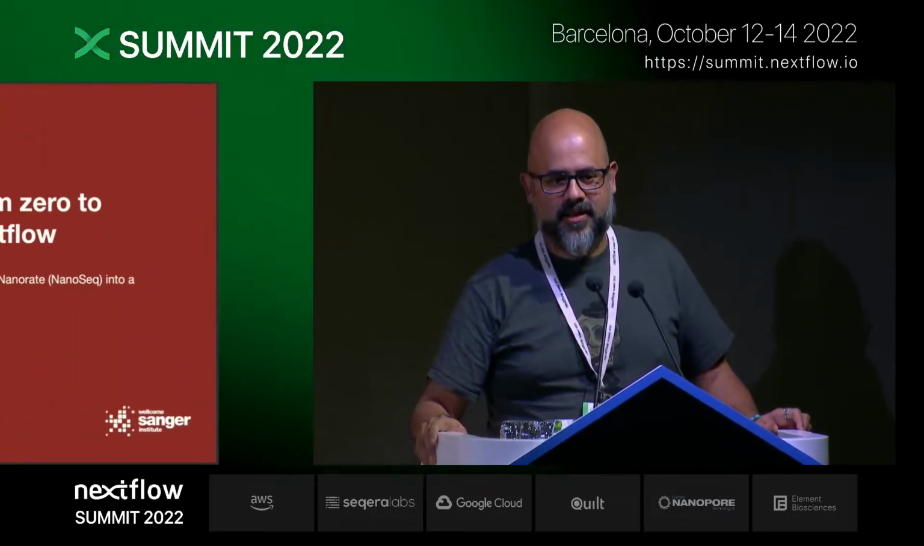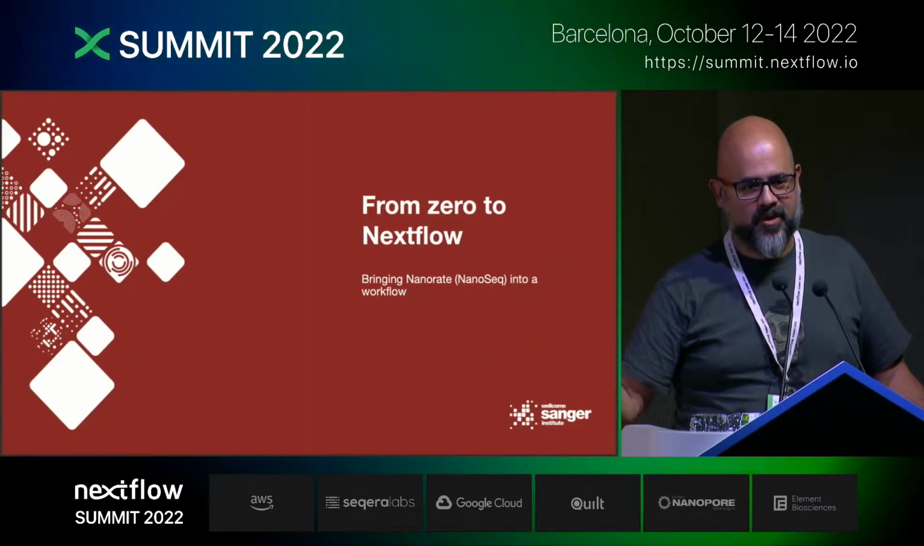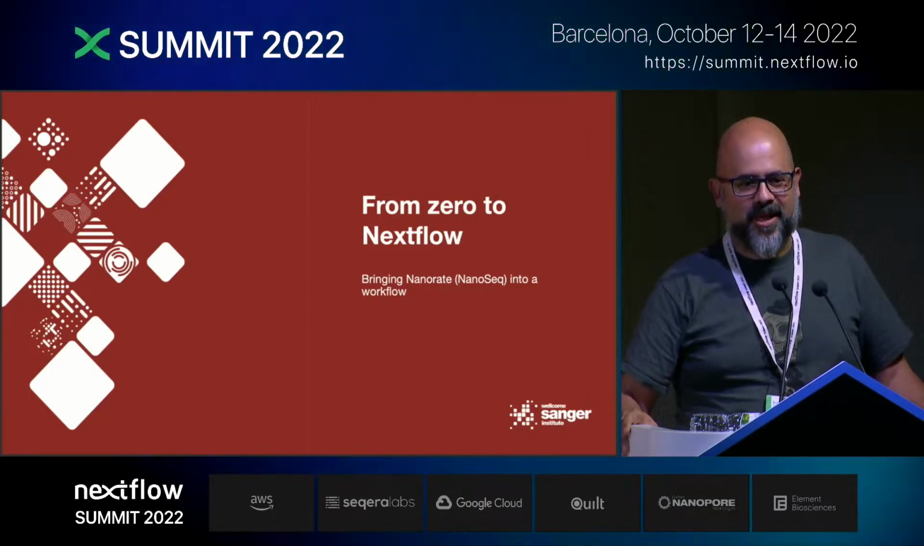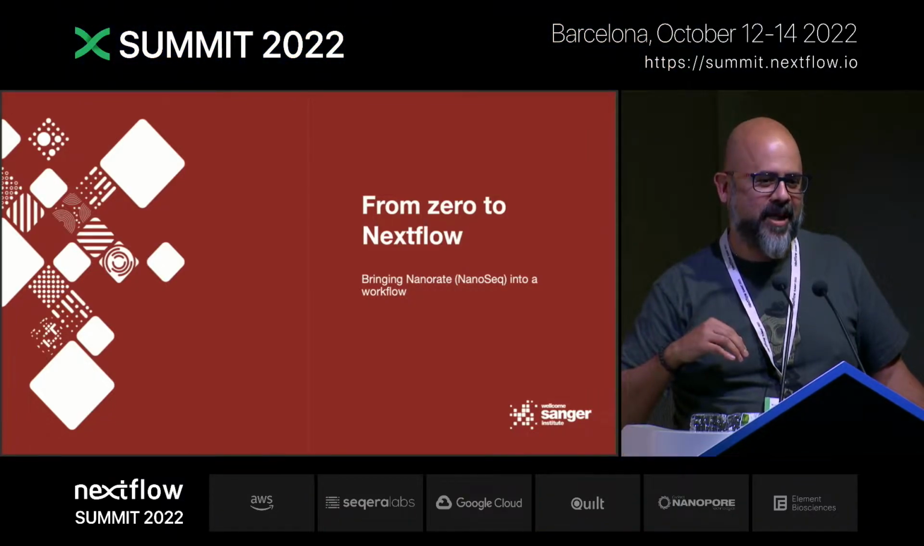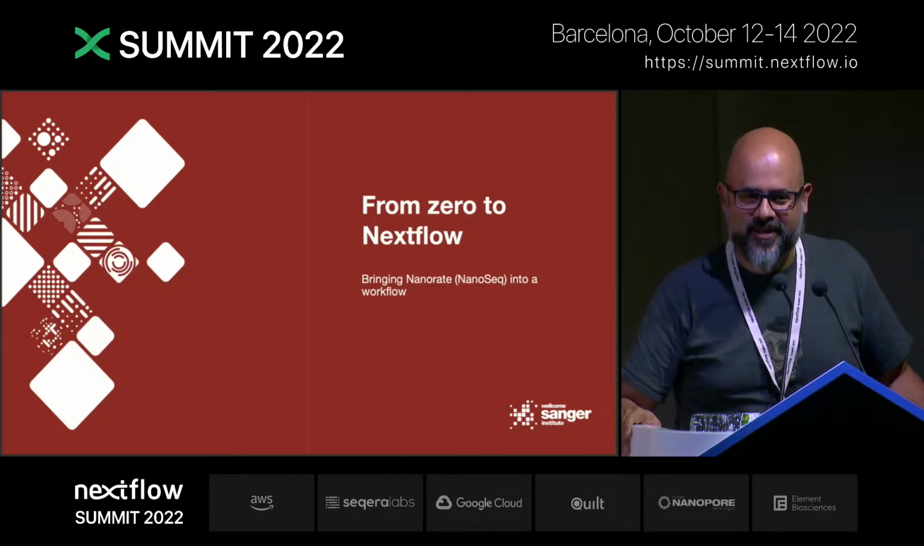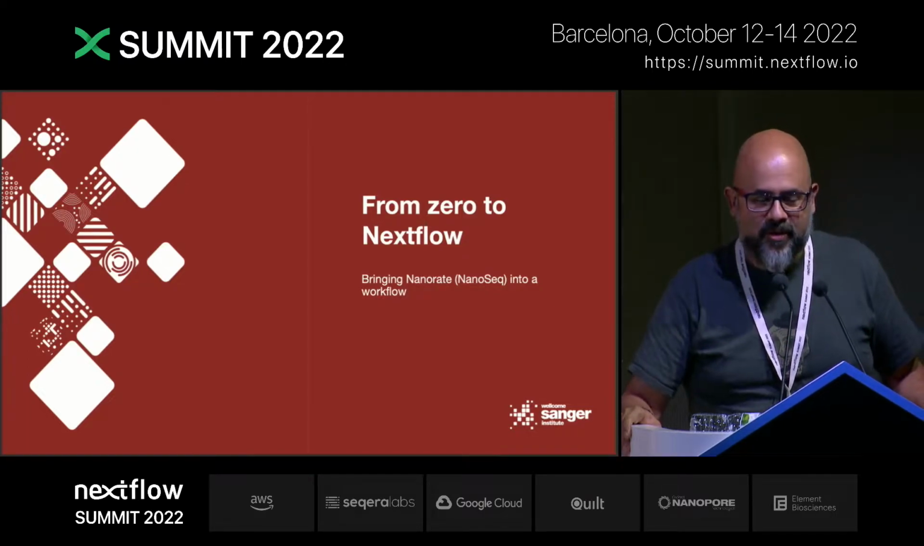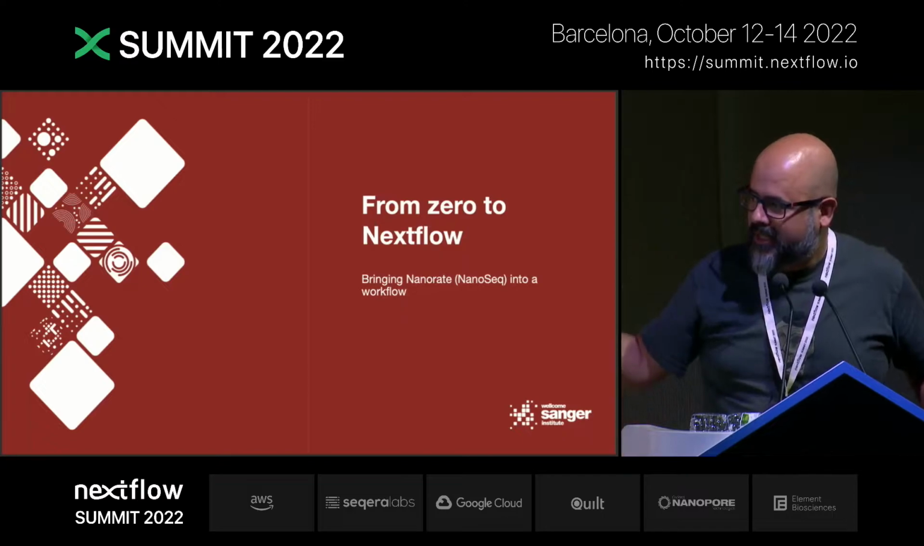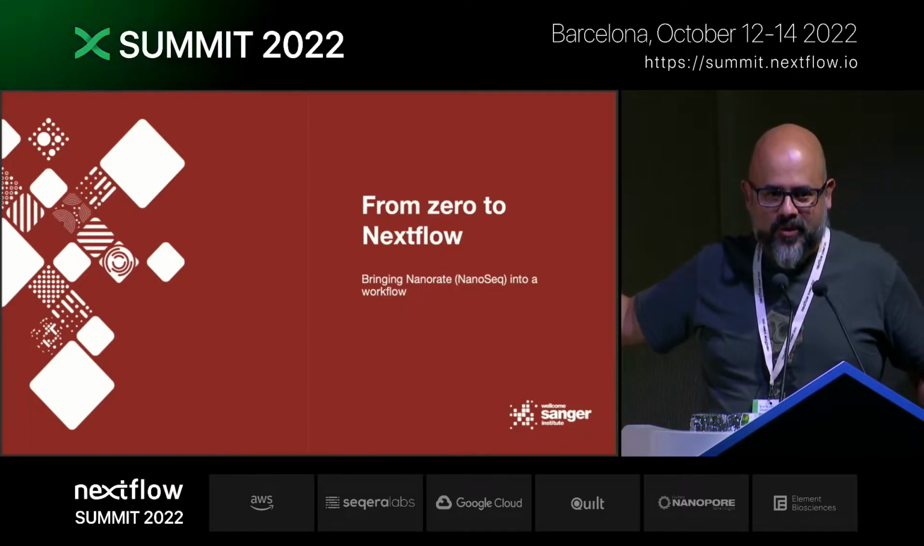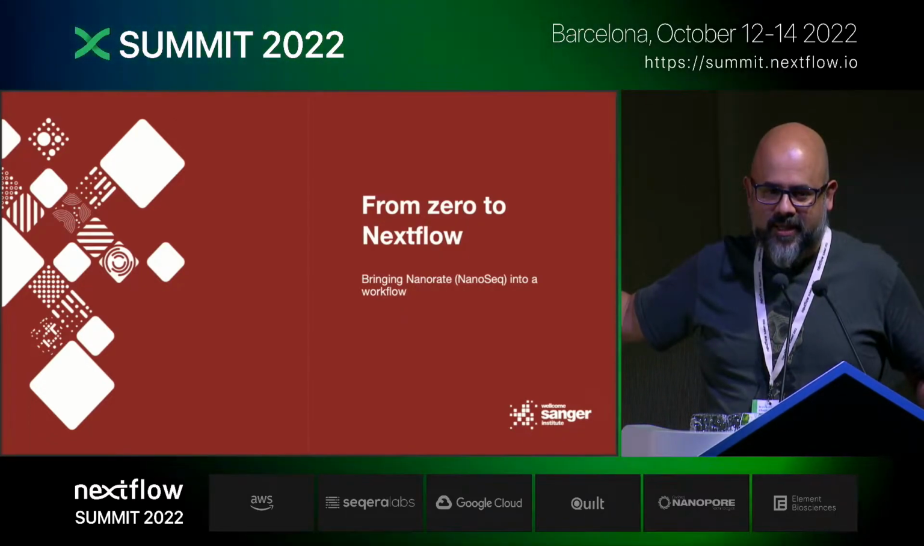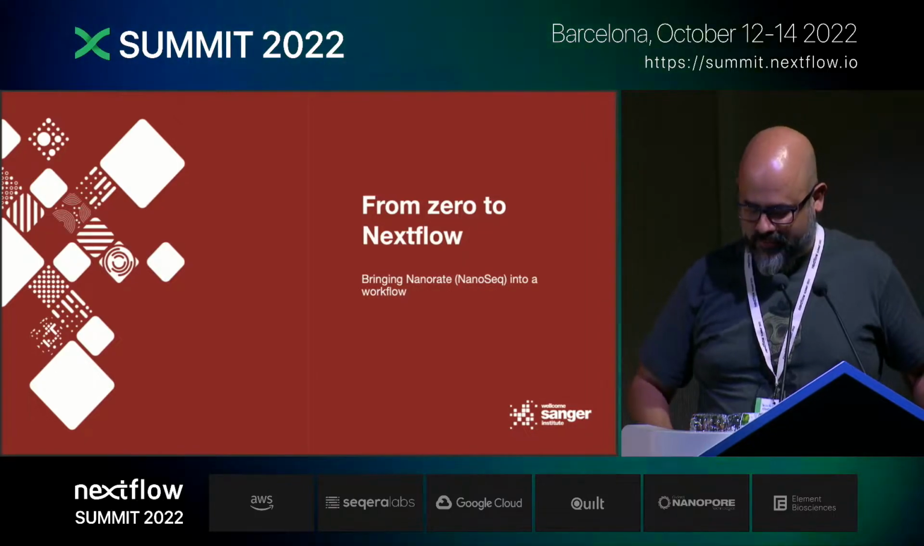I lived for many years here in Barcelona, and it makes me very proud that this piece of software is being developed here. Plus, now I have a great excuse to come by and enjoy this city. And today I'm going to talk to you about taking a sequencing protocol that we have been working on at Sanger and putting it into Nextflow.